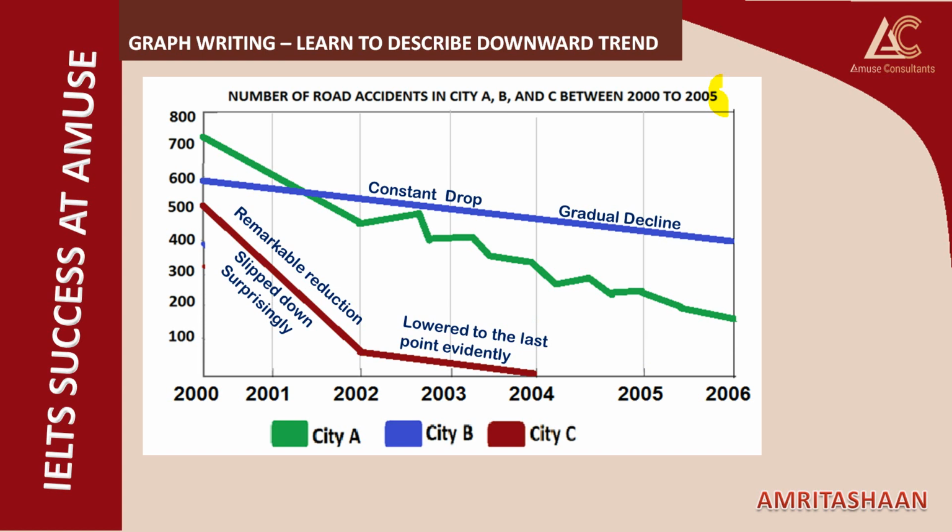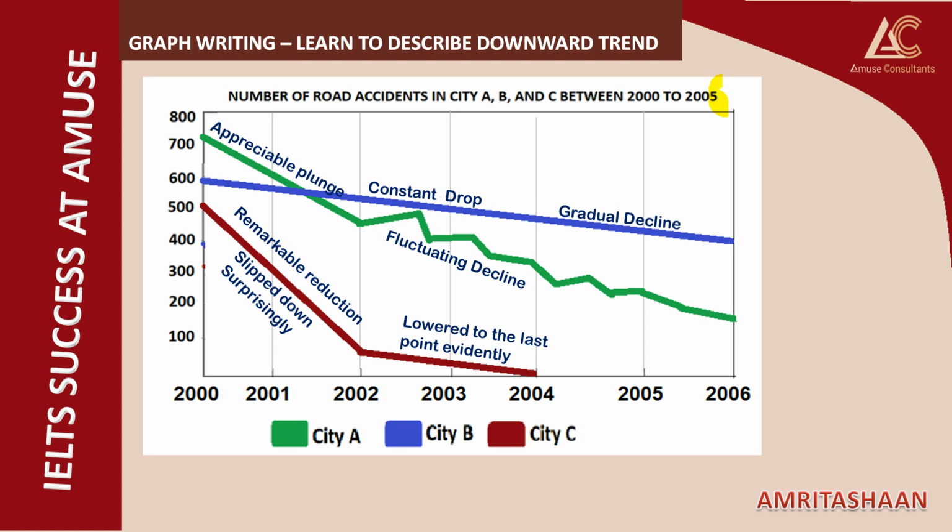Between 2002 to 2004, the number of road accidents lowered to the last point evidently. It is very clear that by 2004 it came to the last point, which means after that no data has been found for accidents in city C. Talking about the changes in city A, earlier it was an appreciable plunge because the figure had a good reduction from 700 to less than 500. The road accidents are appreciably coming down.